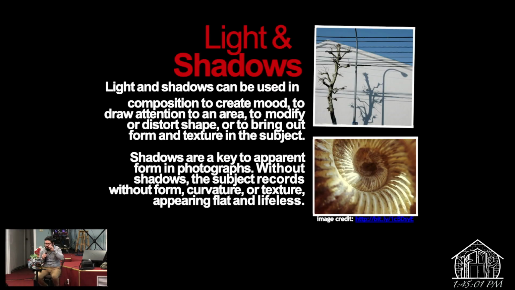Okay, light and shadows. So light and shadows can be used in composition to create a mood. So if we want to take a picture that's a really sad picture, we're not gonna use a lot of sunlight and brights. We're gonna use a lot of darkness, not a lot of light in there.